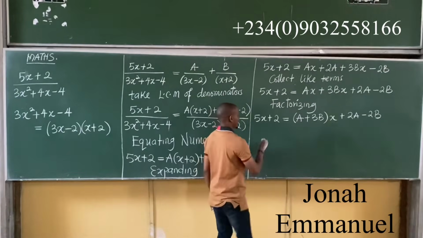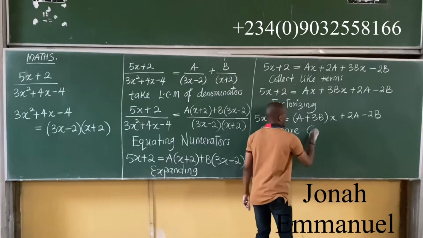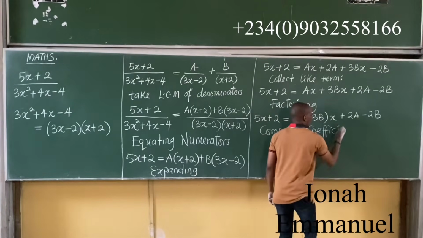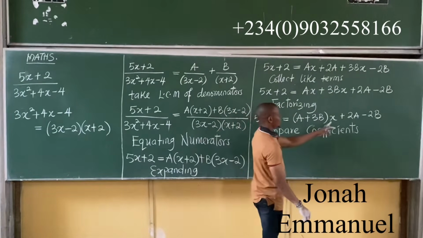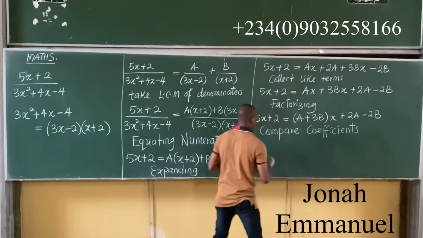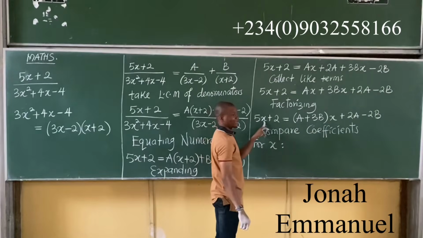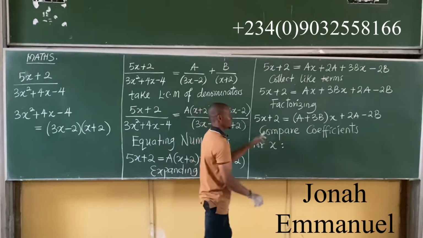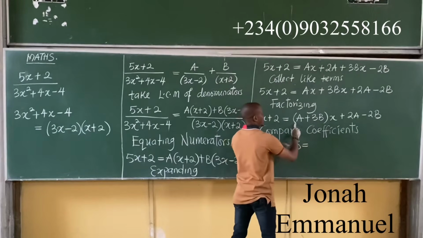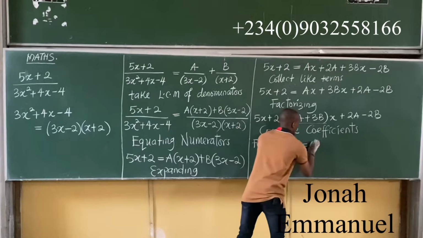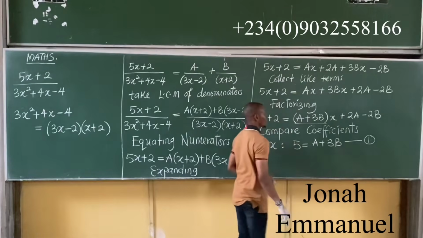After factorizing, next up is to compare coefficients. If I compare coefficients, my power of x here is 1. So for x, if I look at the left hand side, the coefficient of x here is 5. So I have that 5 is equal to, on my right hand side, a plus 3b. Call this equation 1.